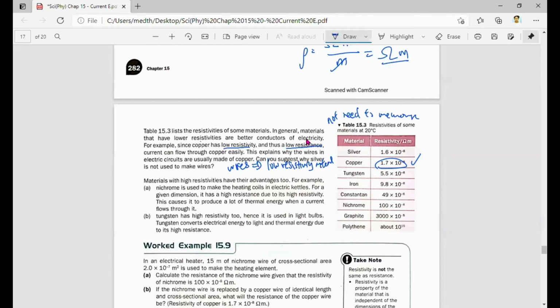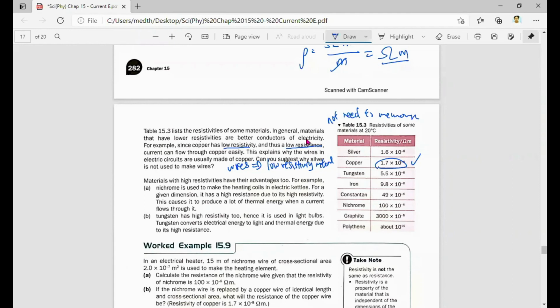Now, then you can see here, they say, can you suggest why silver is not used to make wires? Silver, actually, the resistivity is better. However, why don't we use it? Because silver is a precious metal. It will be too expensive to use it to make your wires. Can you imagine each wire costing a bomb? A lot of our electrical circuits wouldn't be present in our house already, because every single thing is too expensive. Okay? So take note of that.